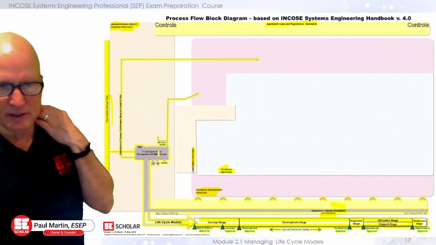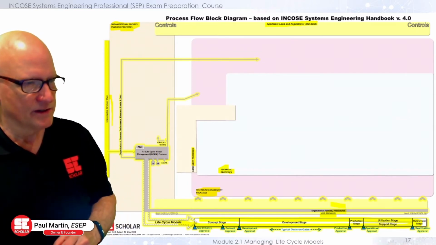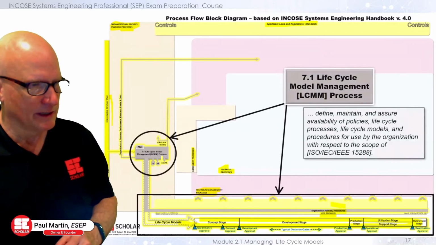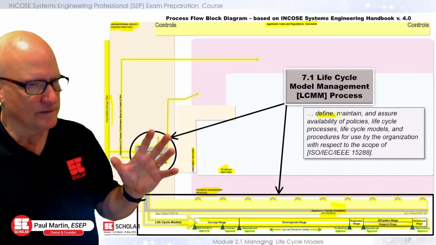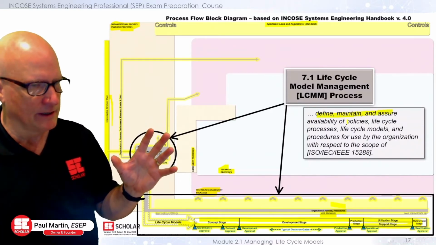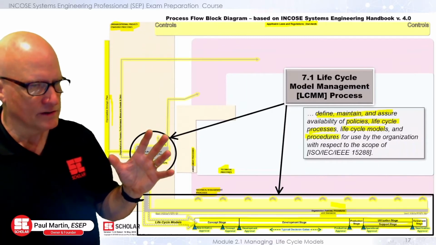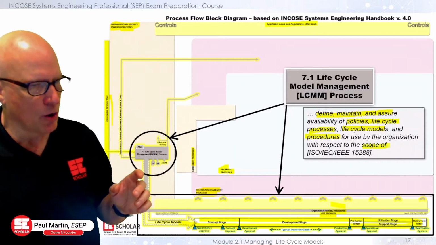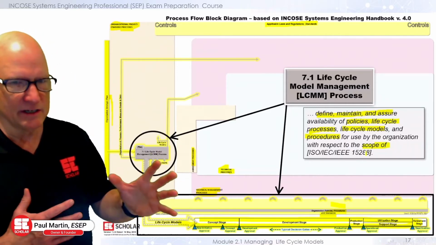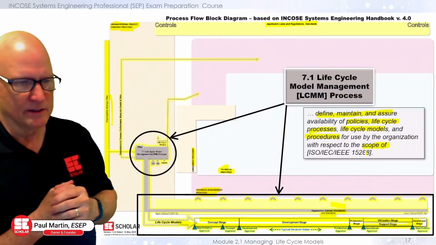I don't show you any inputs, but when you look at the diagram, you'll be able to see what the inputs are. So this is where the lifecycle model management is. The main purpose of the lifecycle model process is to define, maintain, assure the availability of policies, lifecycle processes, lifecycle models, and procedures for use by the organization and with respect to the scope of 15288, which is man-made systems. How do we create man-made systems? So that's the scope.